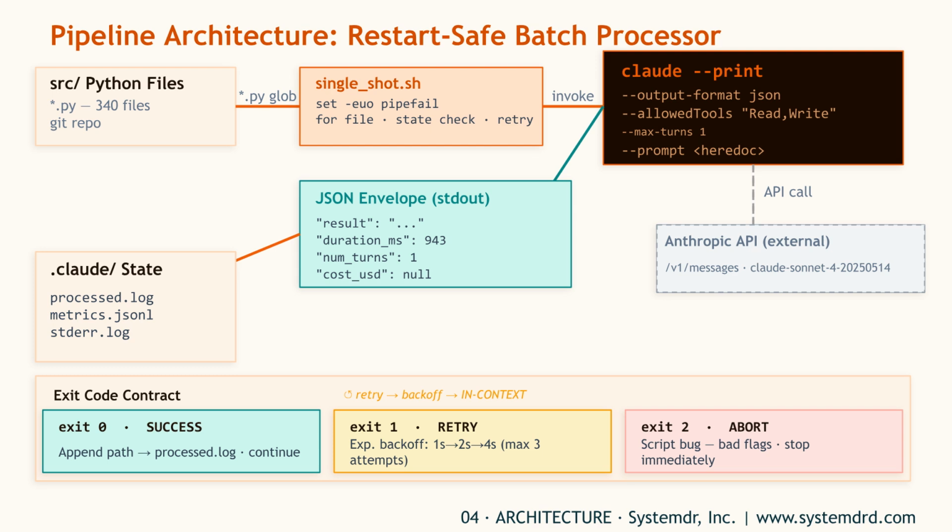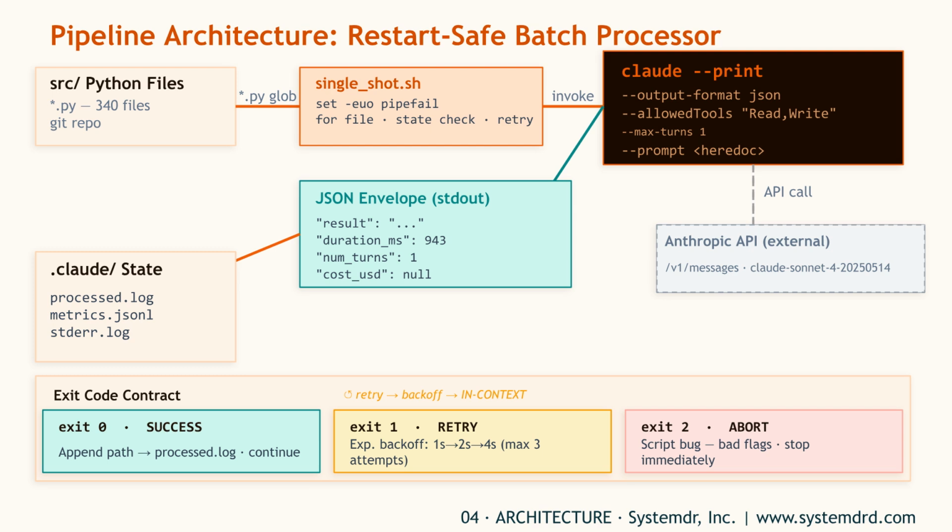The dashed box on the right is the Anthropic API. It's dashed because it's external. It crosses the boundary of your system. You control what goes in and what comes back, but you don't control the network or the service uptime. Handle that with retry logic. The teal JSON envelope box is what comes back on stdout. We'll go through each field on the next slide. That JSON gets parsed, the metrics get appended to a JSONL file, and the file path gets appended to processed.log.